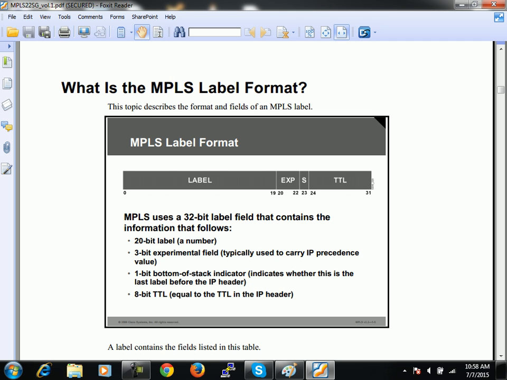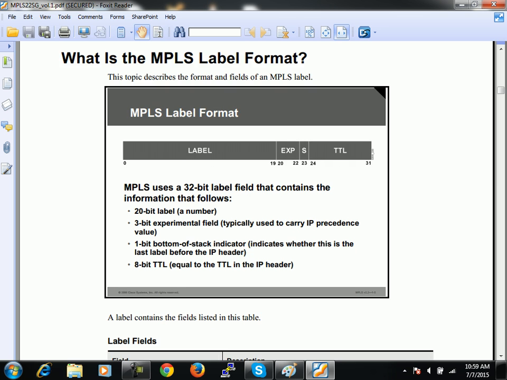As you can see, the 3 experimental bits are typically used to carry the IP precedence value. The 1-bit bottom of stack indicator indicates whether this is the last label before the IP header. 8 bits TTL, same as the IP header, is to prevent your network from indefinite loops. Otherwise the packet would always be there if there is a loop, right? But if a TTL value is there, then you know very well that whenever a packet traverses one router, the TTL value will be decremented by 1. Once it gets to 0, your packet will be discarded automatically.